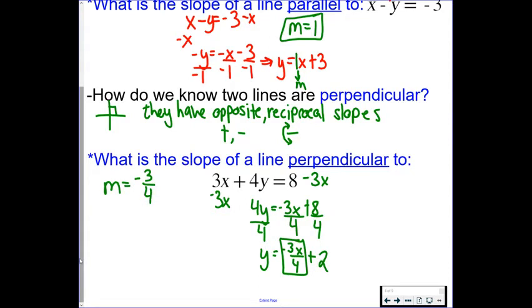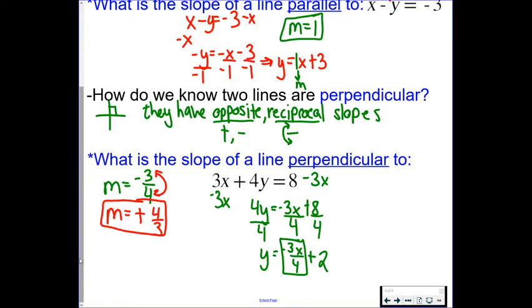But if it's perpendicular, we just said they have to be opposite and reciprocal. What's the opposite of -3/4? Positive 3/4. Then reciprocal means to flip. So I'm going to flip my fraction over, so 4 is on top and 3 is on the bottom. And those are perpendicular just because they have opposite reciprocal slopes. The y-intercept doesn't matter at all. It's just the slopes that you're concerned about with parallel and perpendicular lines.